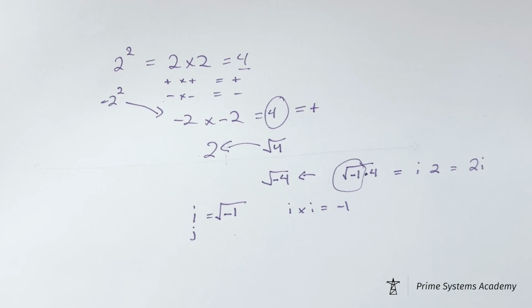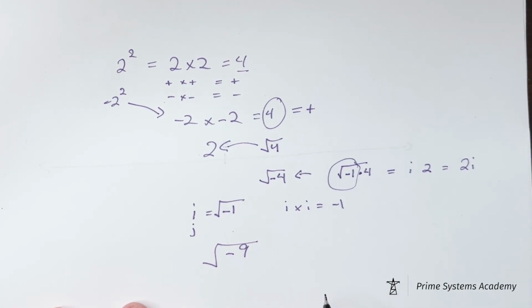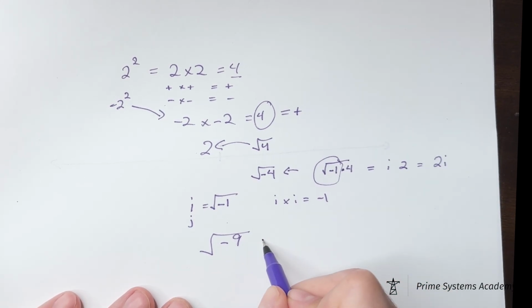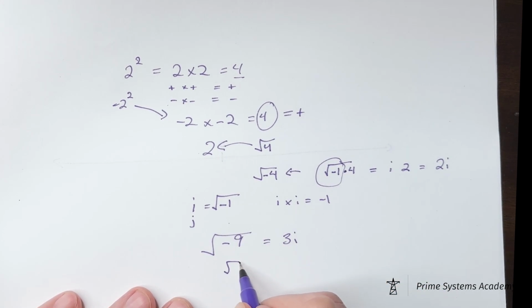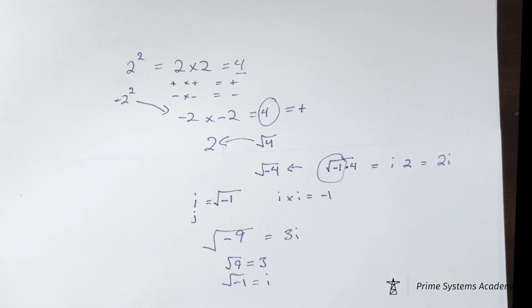If we need the square root of -9, for instance, we could rewrite it as 3I, because the square root of 9 equals 3, and the square root of -1 equals I. Now, imaginary numbers let us solve equations that don't have solutions on the regular number line.